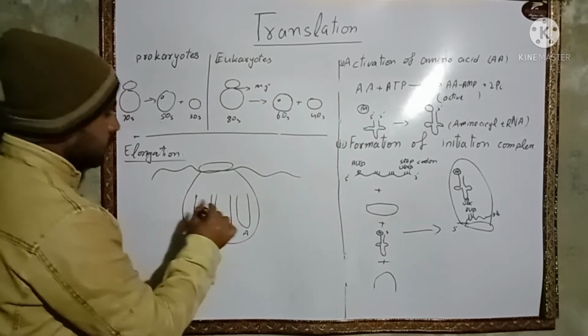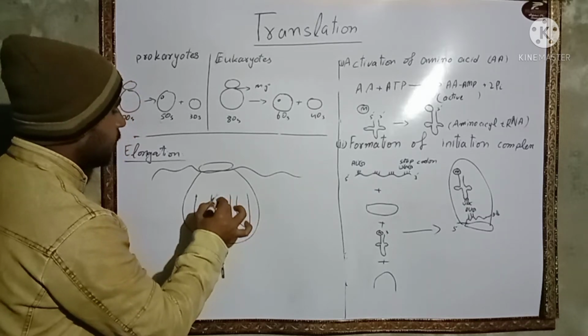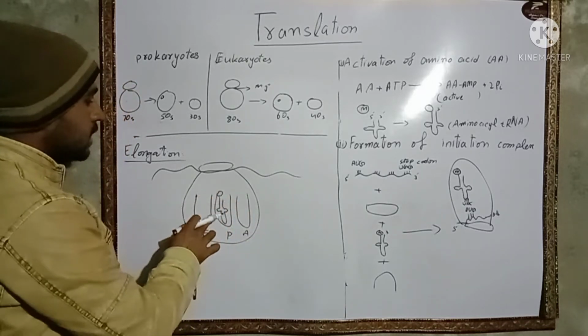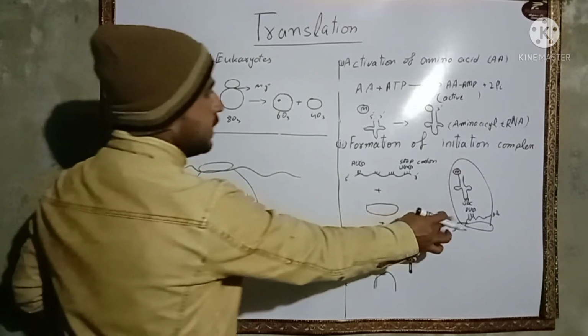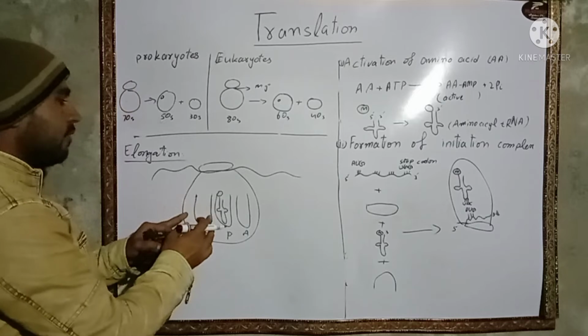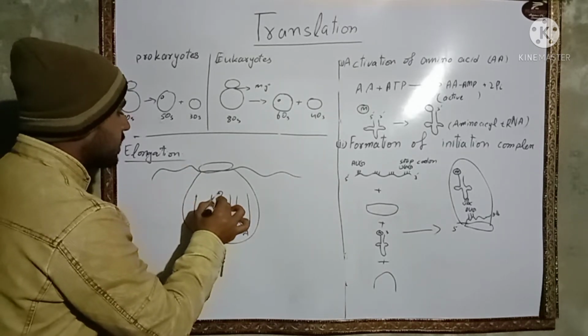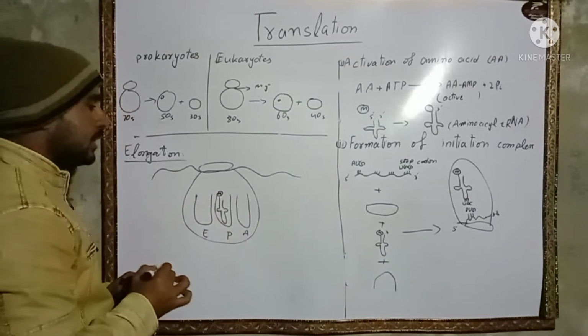Okay, the first aminoacyl transfer RNA will already be present because it was attached here in the initiation complex. It is part of the initiation complex. That's why it is already present here. The first amino acid will always be methionine.